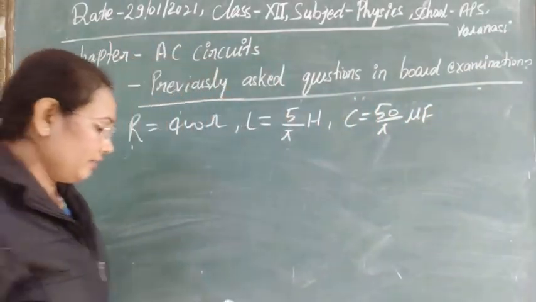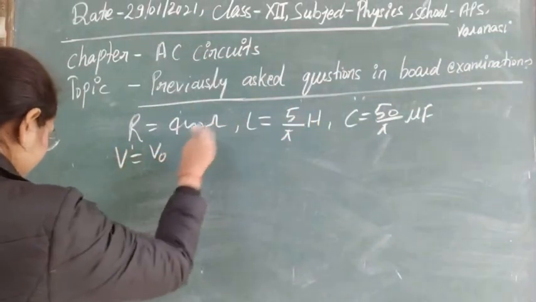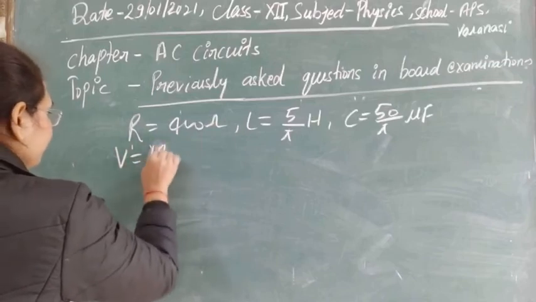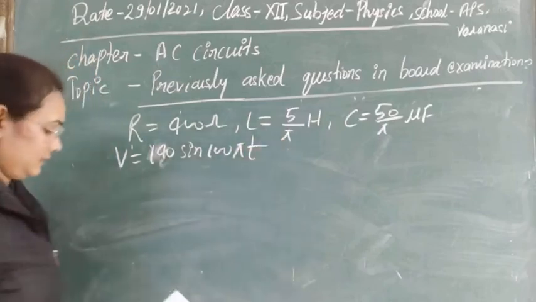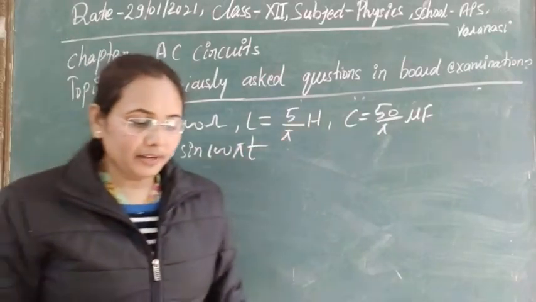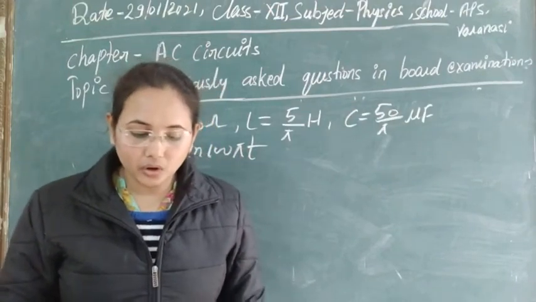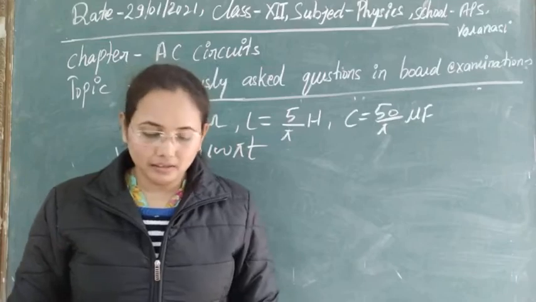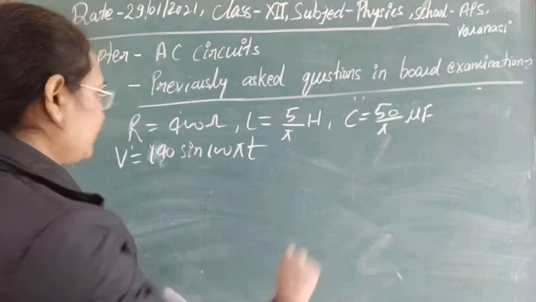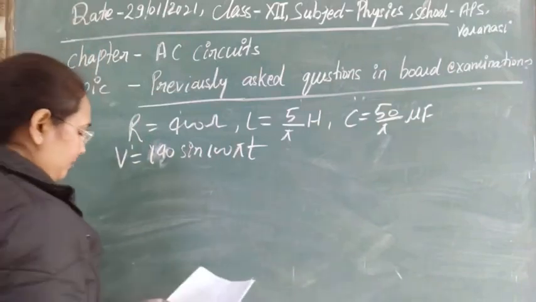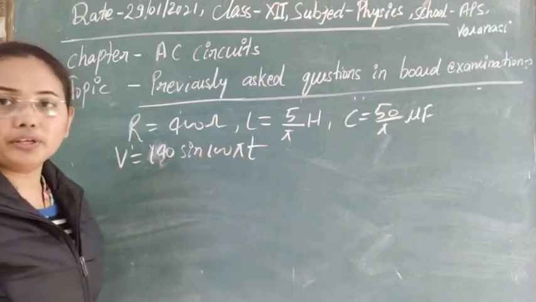And the alternating voltage that is given to us is V equal to V0, 140 sine 100 pi into t. Now we have to find the average or RMS value of voltage across the resistor, capacitor and inductor. So first let's find that. After that I will tell you the next question. For this, first let's find the value of the current flowing through the circuit.